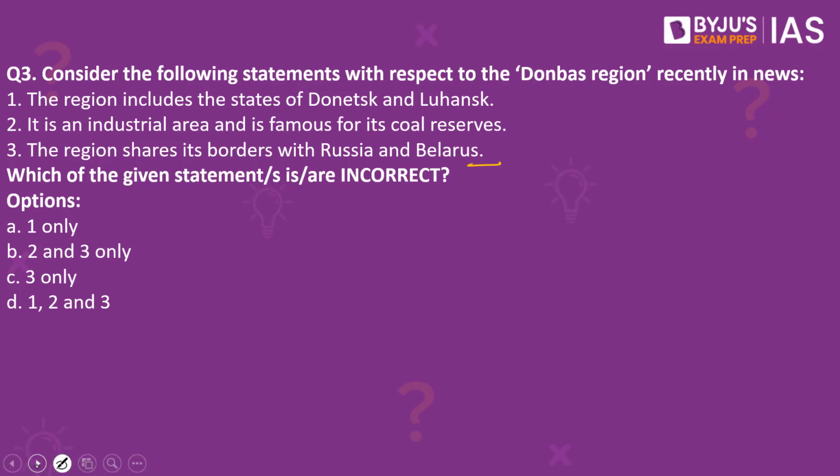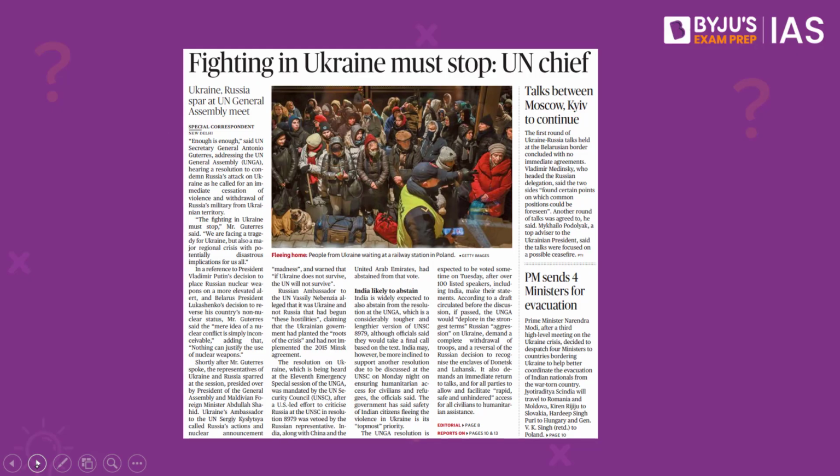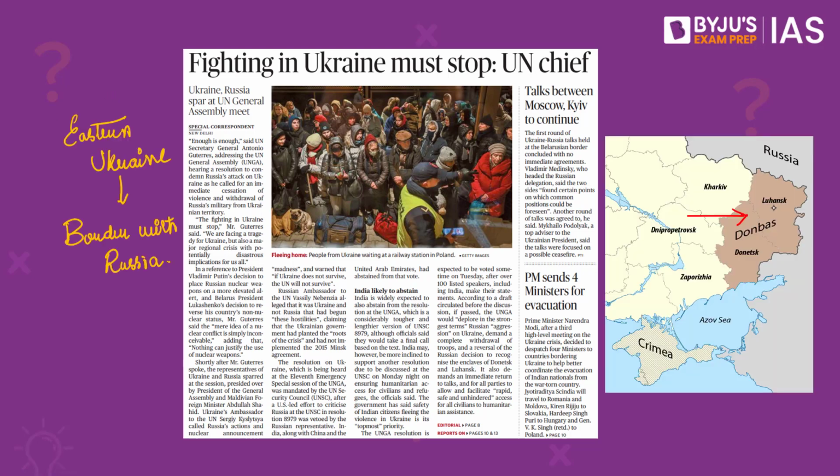Why this question? In the backdrop of the Russia-Ukraine war, we have seen the Donbas region multiple times in the news. Therefore, it is important for us to know about this place and news in detail. See, Donetsk and Luhansk are two states located in eastern Ukraine, which shares a border with Russia. And within these two states are two separatist territories.